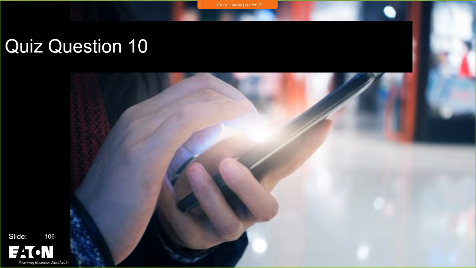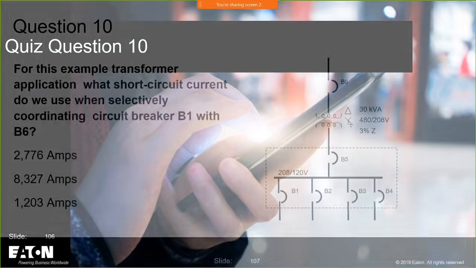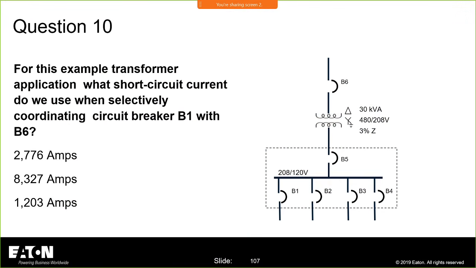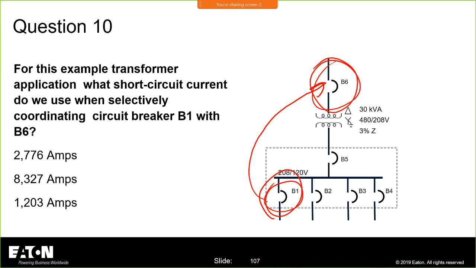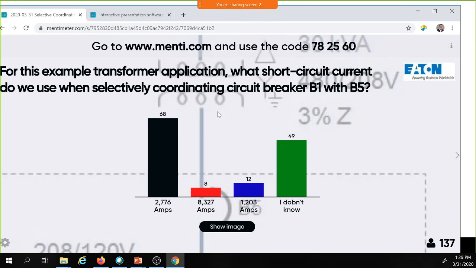All right, question number 10. For this example transformer application, what short circuit current do we use when selectively coordinating circuit breakers B1 with B6? Now, I want to make sure we're clear what we're talking about. B1, and we said this earlier, does have to coordinate with B6. Now, the question is, what current do we use to selectively coordinate those two breakers together? Let's see what the respondents said.